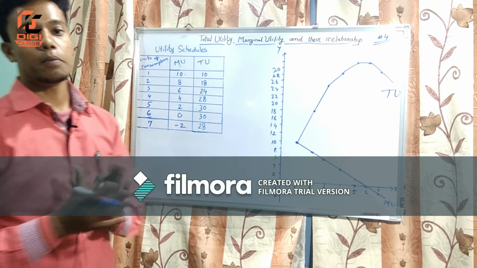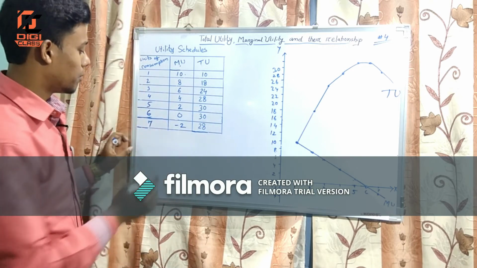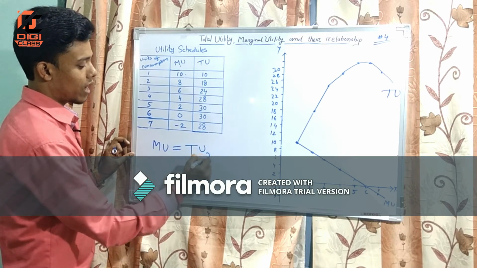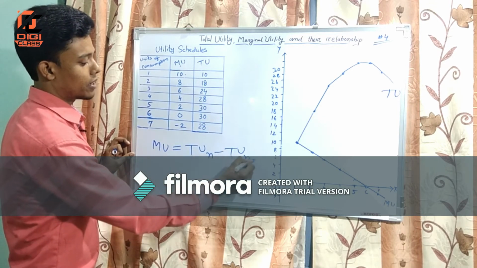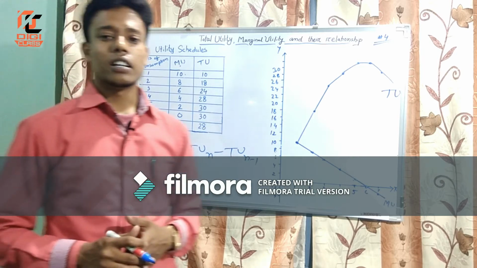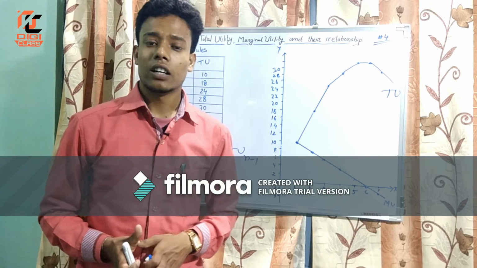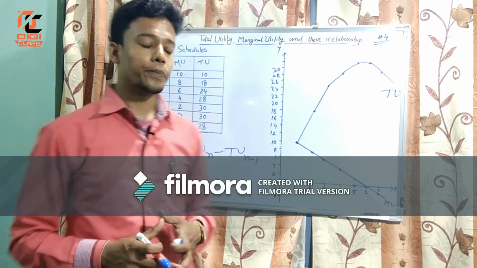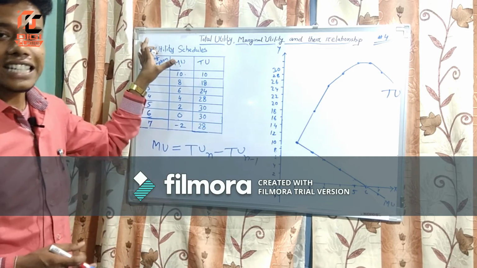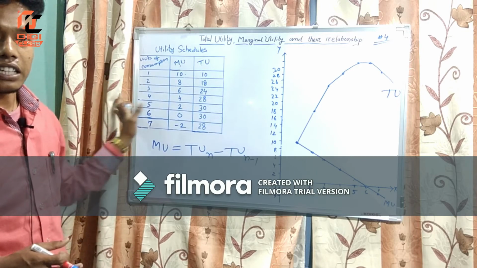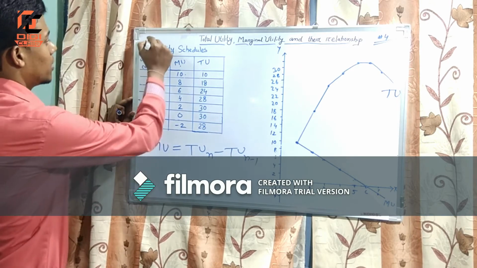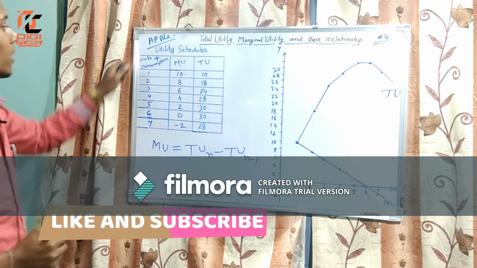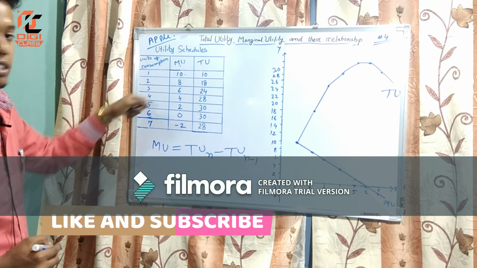We can find the marginal utility with the help of the formula, that is marginal utility is TUn minus TUn-1. In other words, marginal utility can be termed as the difference of total utility. Suppose here a utility schedule is written. Suppose the schedule is for the commodity, namely apple, and the apple's utility schedule is here.